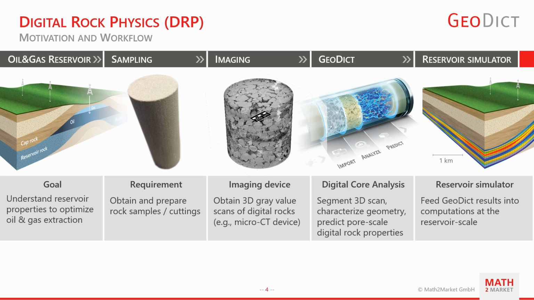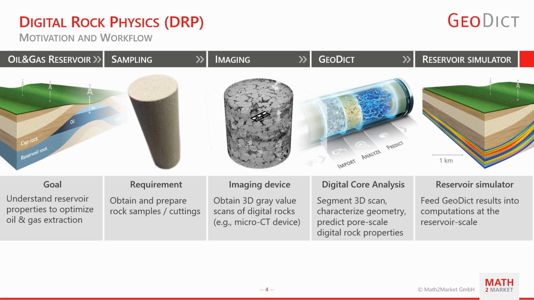The need for a DRP workflow resides in the exploration of oil and gas reservoirs. The goal of core analysis in general is an improved understanding of reservoir properties as a solid foundation for decision-making at the management level, such as an optimized extraction of hydrocarbon resources. Therefore, the very basic requirement is the availability of representative rock samples, so drilled cores or at least rock cuttings of the geologic underground formations.